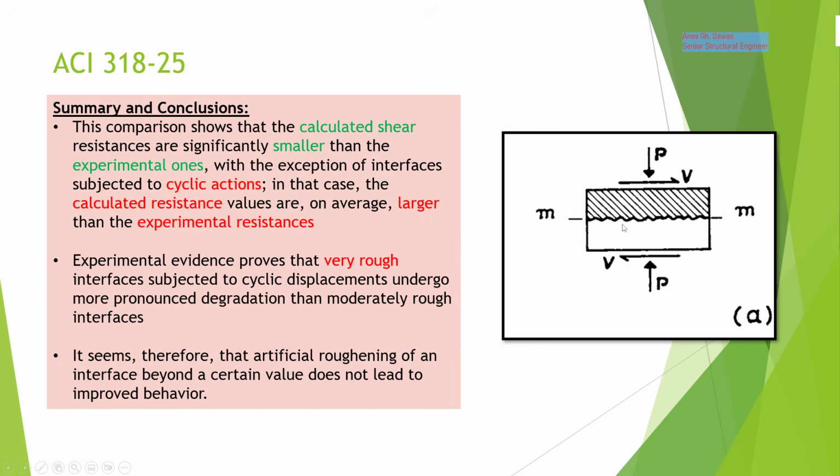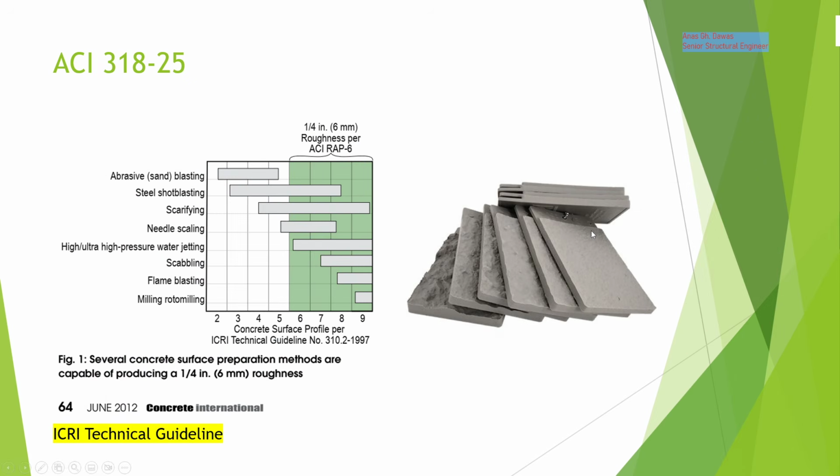Again, here, if we need to summarize that for the shear friction, the code developed the equations of shear friction calculations based on monotonic loading. For reversal loading, like seismic, the expected shear capacity will be less than the code expectation. Here we have different degrees of roughness used for the shear friction calculations.